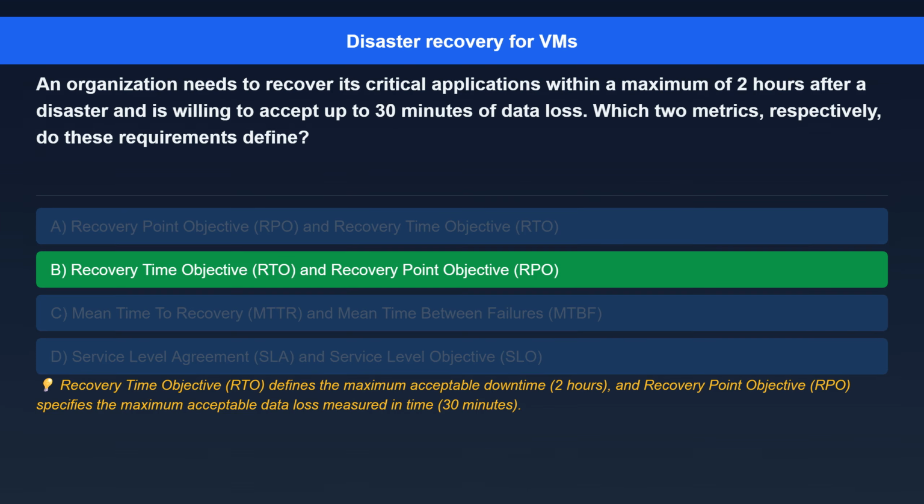The correct answer is Recovery Time Objective, RTO, and Recovery Point Objective, RPO. Here's the explanation. Recovery Time Objective, RTO, defines the maximum acceptable downtime, 2 hours, and Recovery Point Objective, RPO, specifies the maximum acceptable data loss measured in time, 30 minutes.